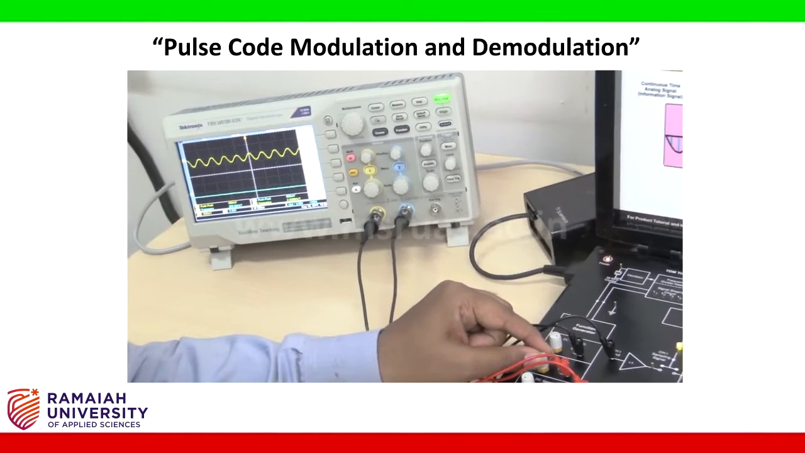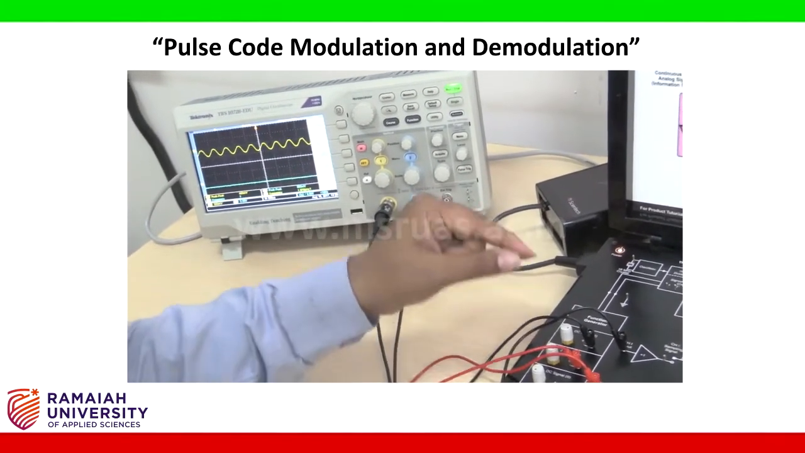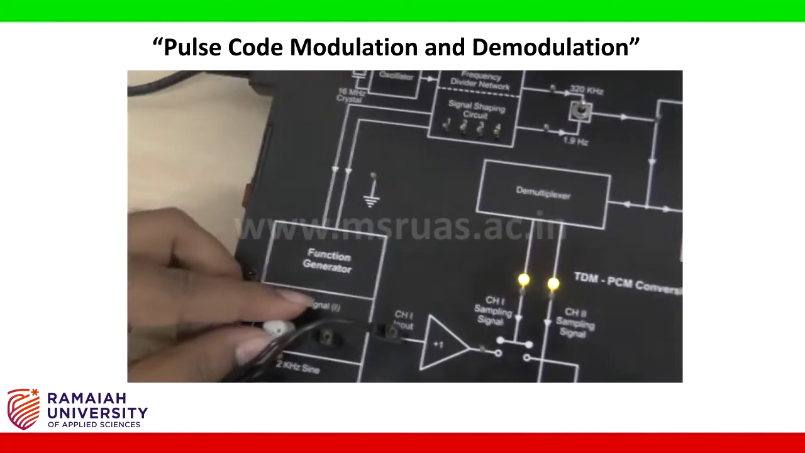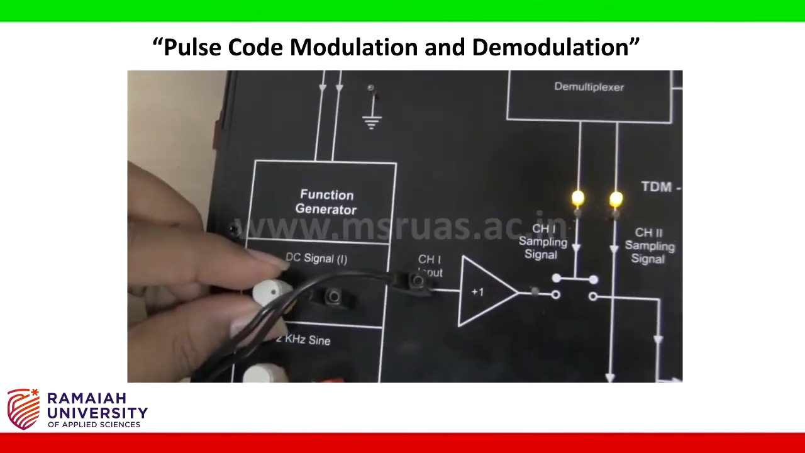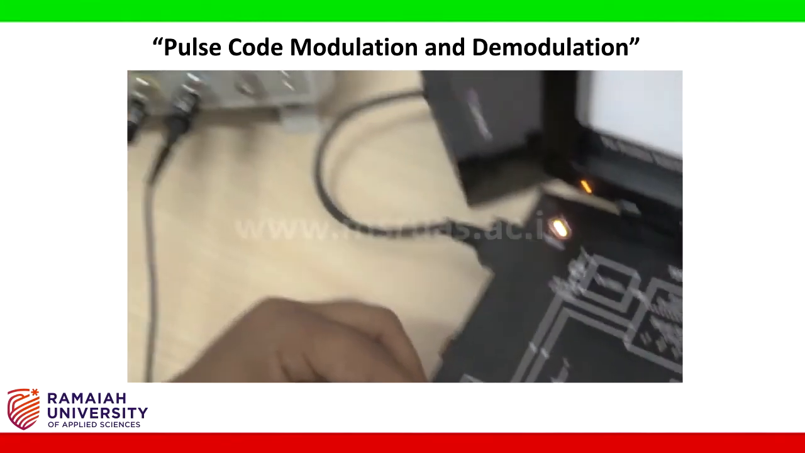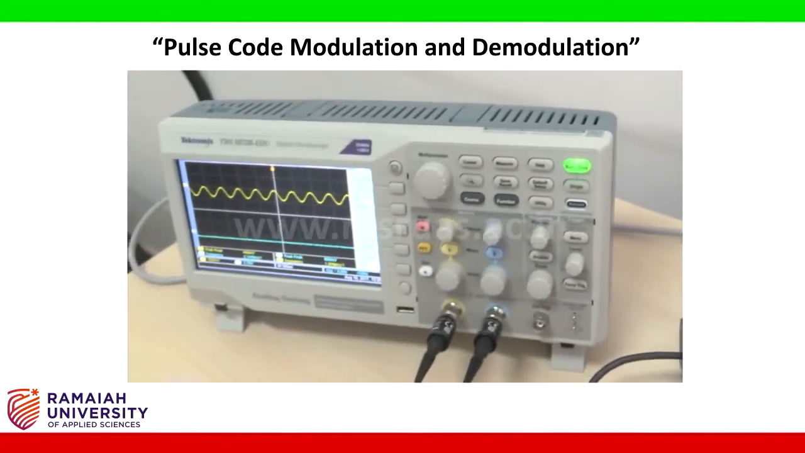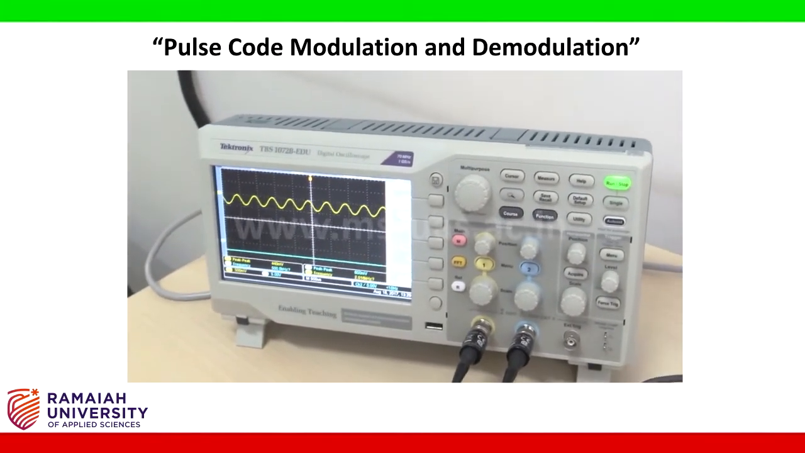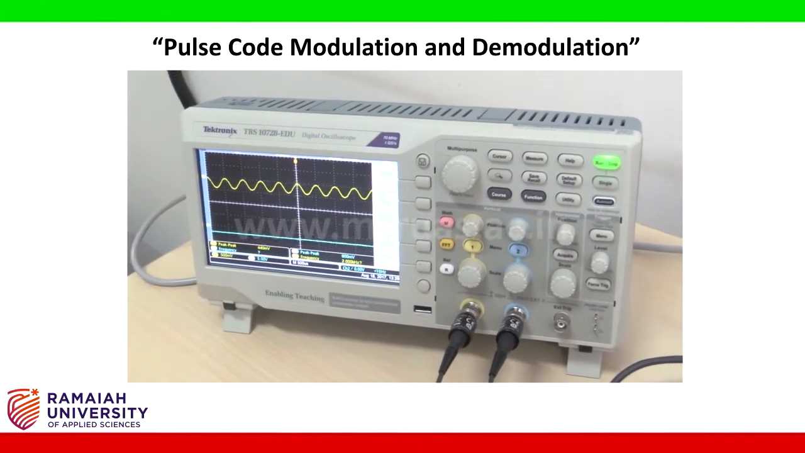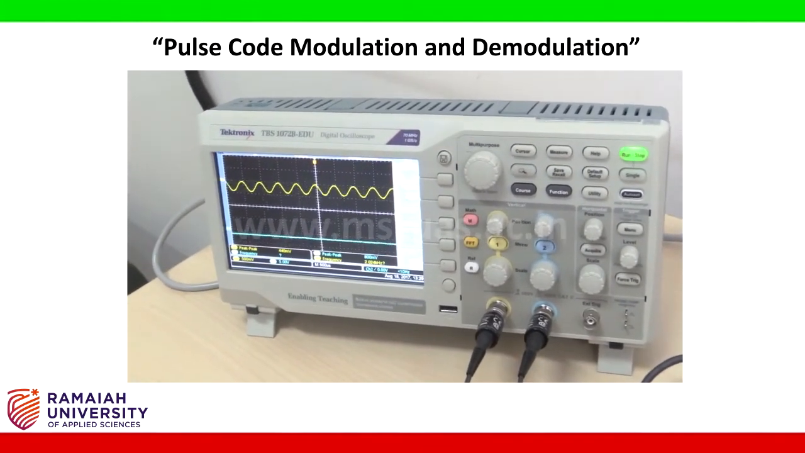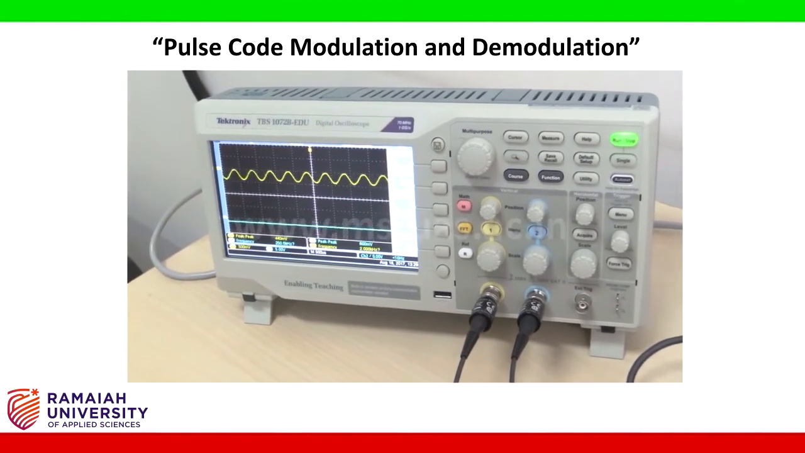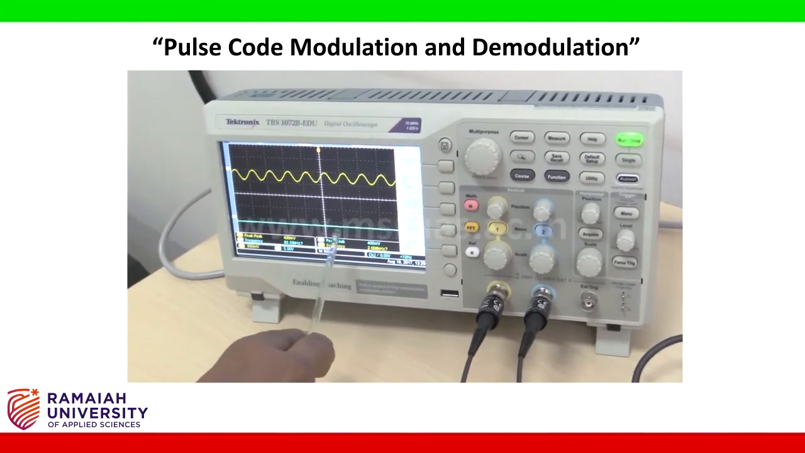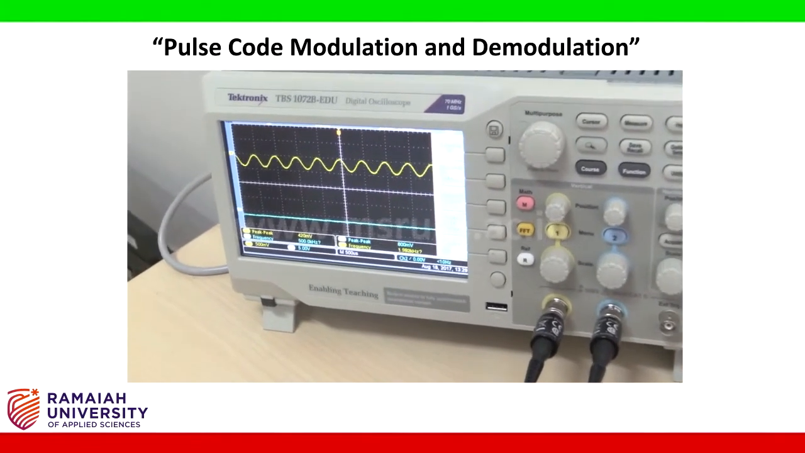When it comes to the DC signal in channel 1, I need to vary the DC magnitude. By varying this knob, I am able to see the variation in the demodulated signals. This is the channel 1 signal magnitude, that is the blue signal.